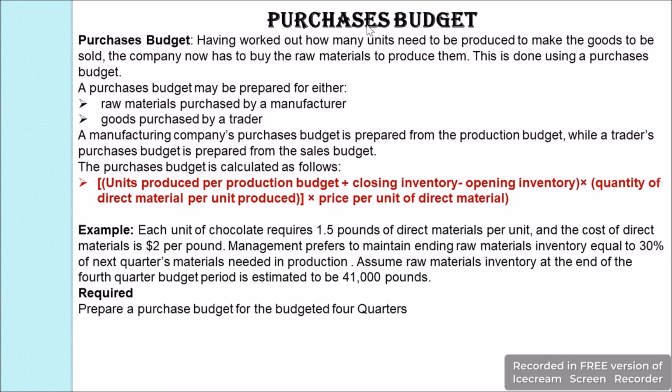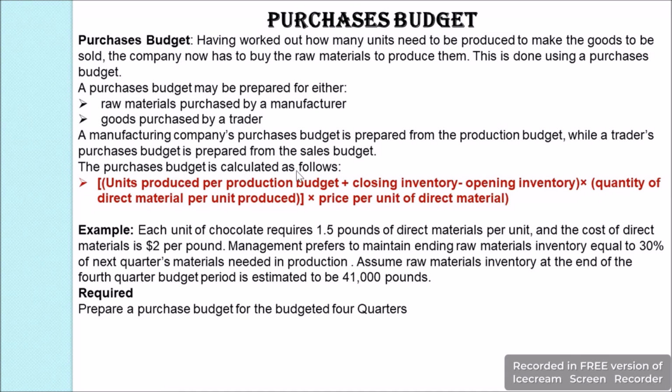Now let's understand about the purchase budget. After doing the calculation of units to be produced in the production budget, we need to buy the raw material to produce them, and this is done in the purchase budget. Purchase budget can be made for both kinds of businesses, that is manufacturing businesses as well as retailing businesses. In manufacturing business, we calculate the raw material purchase for the production, and this is done on the basis of the production budget, whereas for retail businesses, we make the purchase budget for the goods to be purchased, and this is prepared from the sales budget.